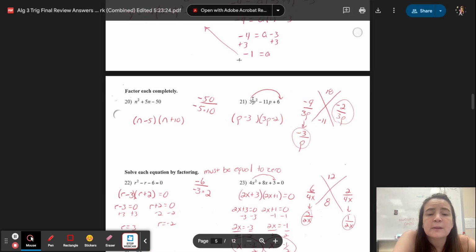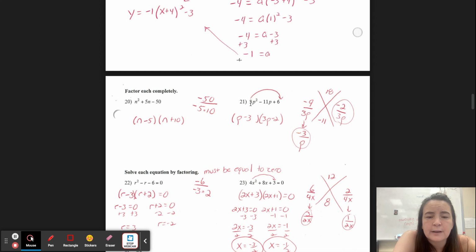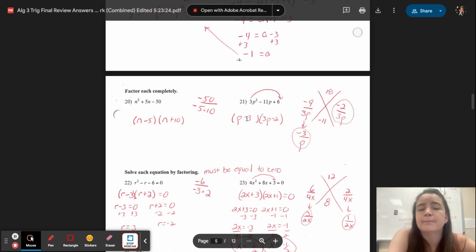For the next one, this one's a little bit harder because it does have a number in the front. If it does have a number in the front, you are supposed to check and see if it has a GCF. So 3, 11, 16. Are they all divisible by something that I would have to divide out and put in the front? No.